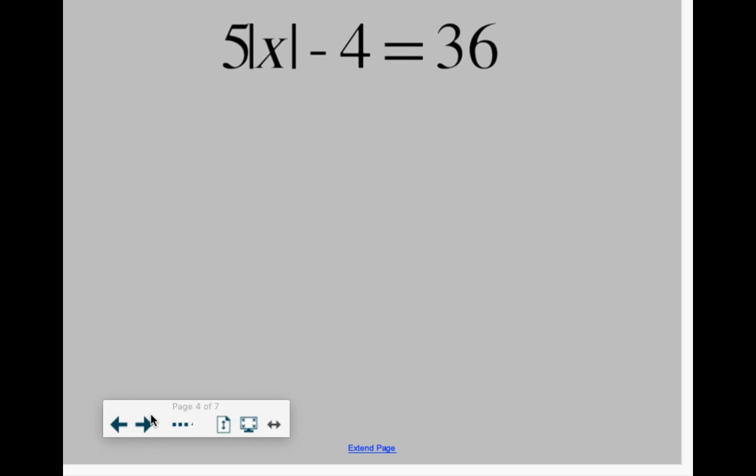So this is our first example. I'm going to solve it. I got to get this by itself first, meaning I have to move the 4 and the 5. Treat it almost like the equation 5x minus 4 equals 36. And it doesn't look that much different than what we've been doing. We're going to add the 4 to both sides. And 36 plus 4, 40. Nice.